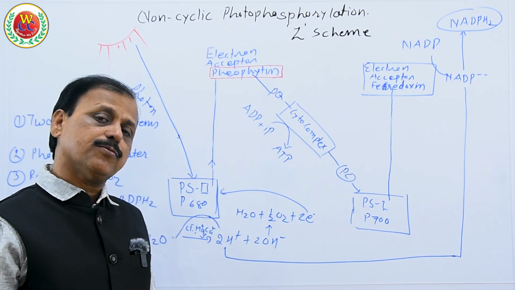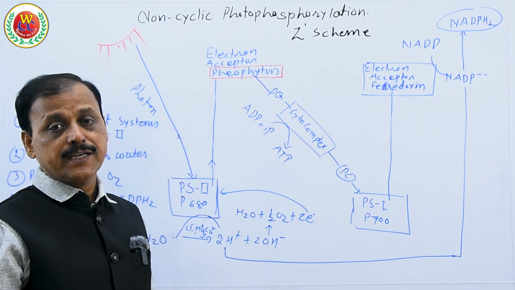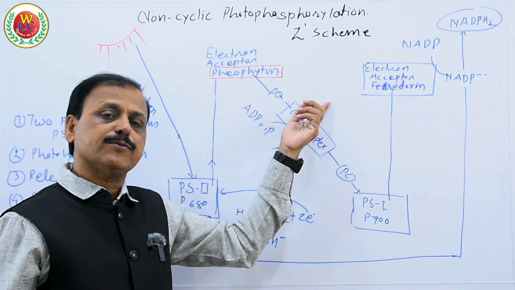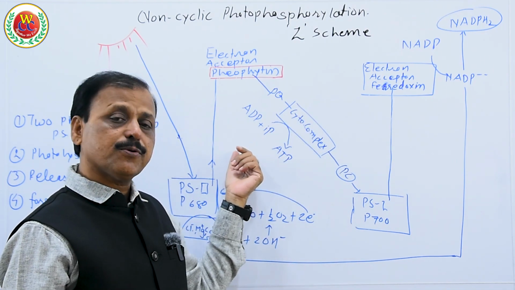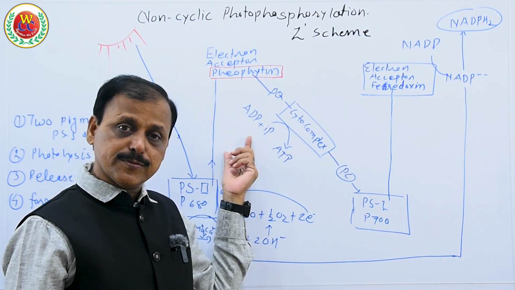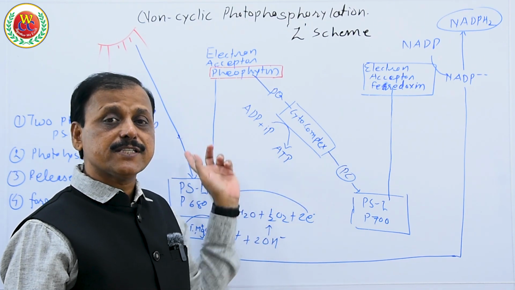So questions can be asked: What is photophosphorylation? Distinguish between cyclic and non-cyclic photophosphorylation. A question can be asked for 5 marks: What is non-cyclic photophosphorylation? Explain it with a schematic flow chart.